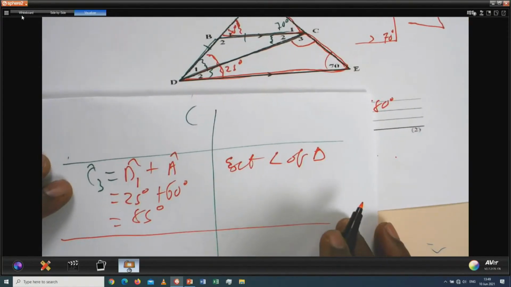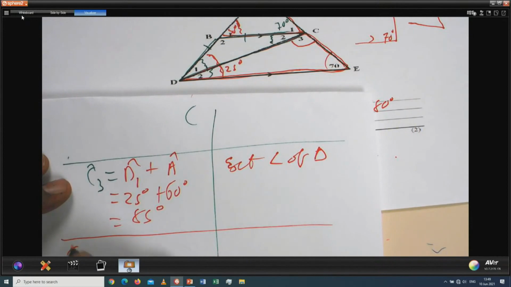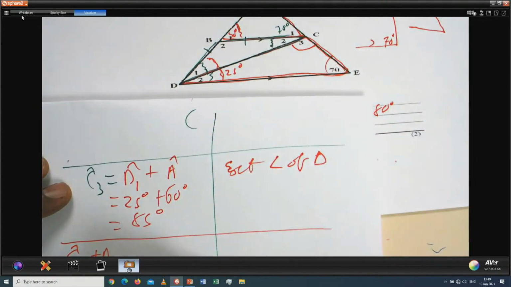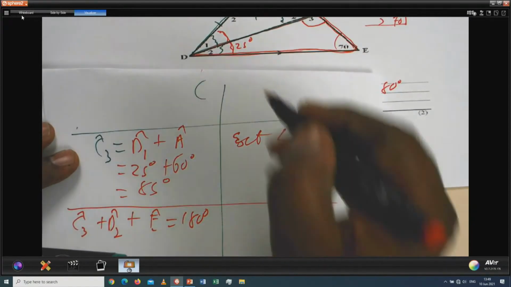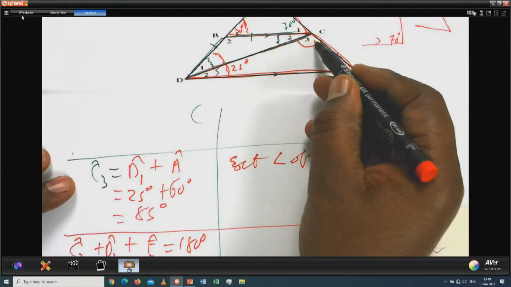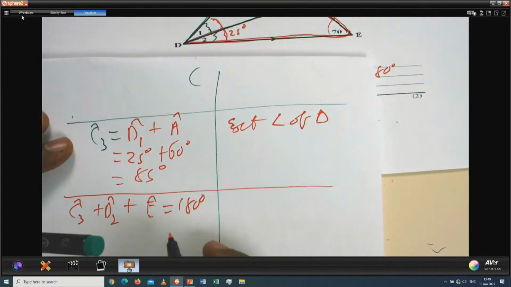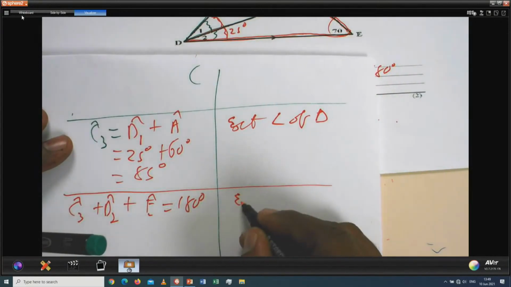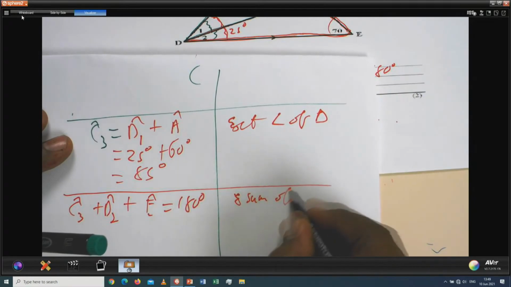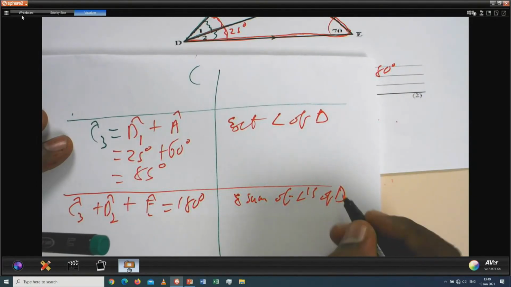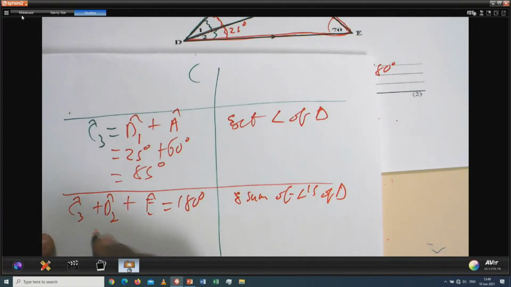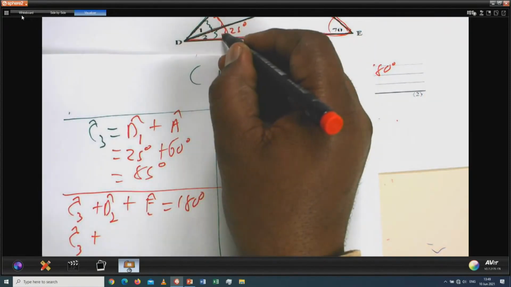Or the relationship again. Angle C3 plus angle D2 plus angle E equals 180. The reason: sum of angles of a triangle is 180. So we're looking for C3. What is your D2? 25.